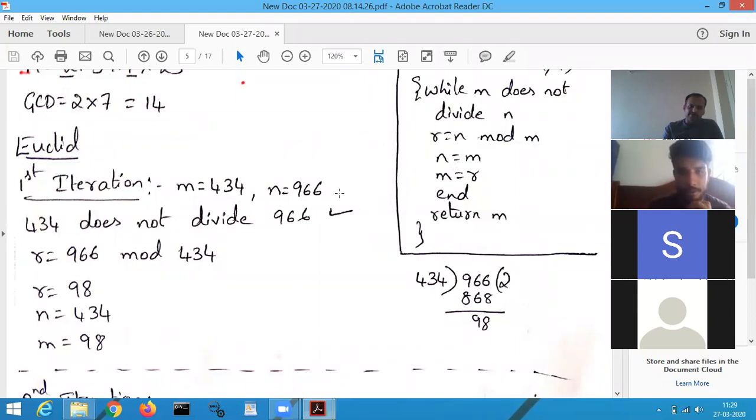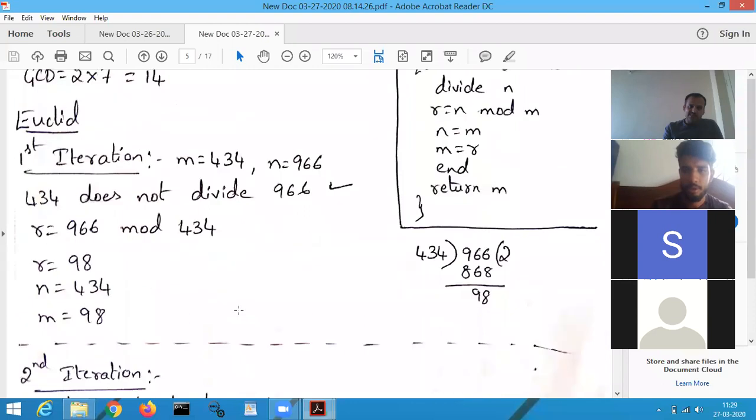N is equal to M, that is, copy the old value of M to N. The previous value of N, 966, will be replaced by 434. Then M is equal to R, the recent value of R, which is 98. This is the end of the first iteration. Then let us go for the second iteration.